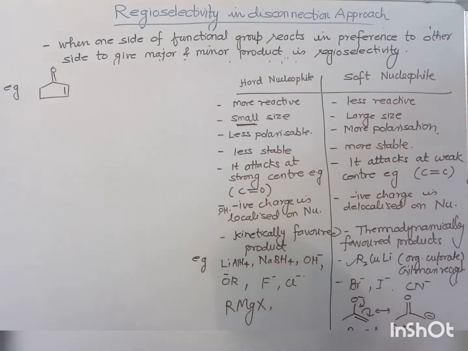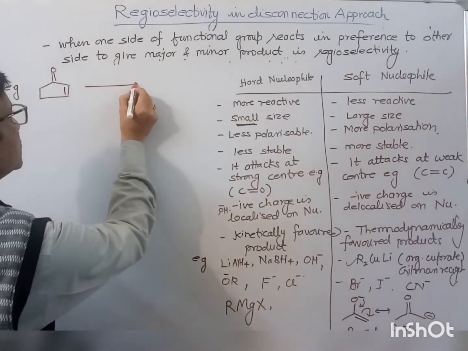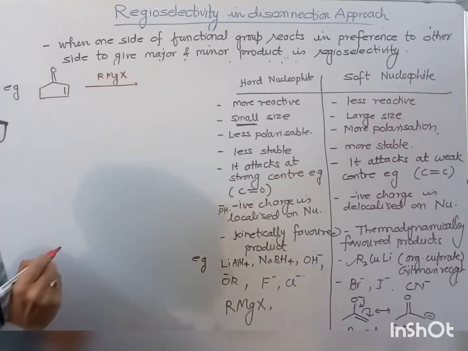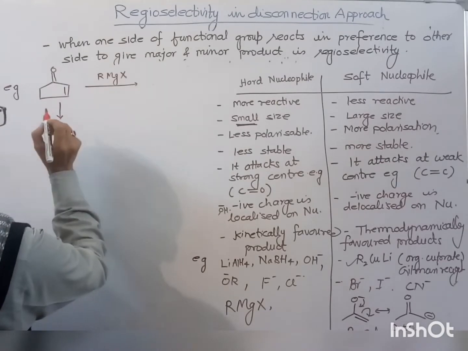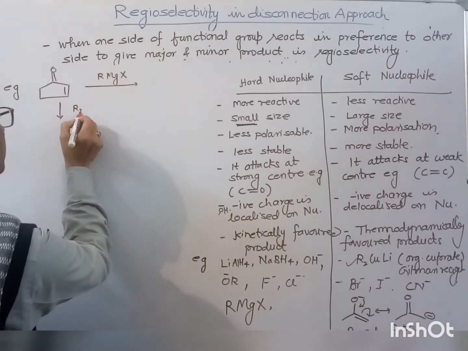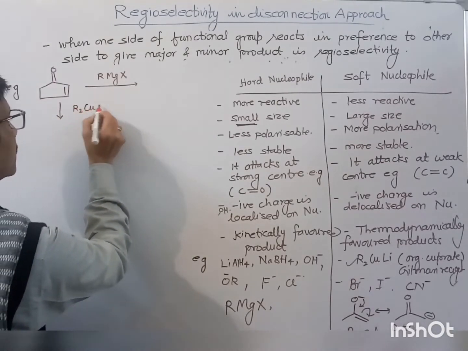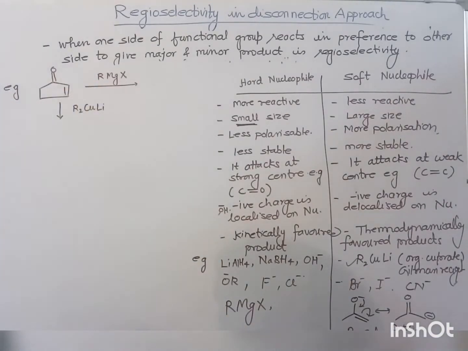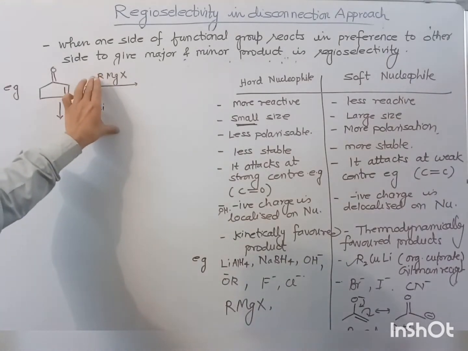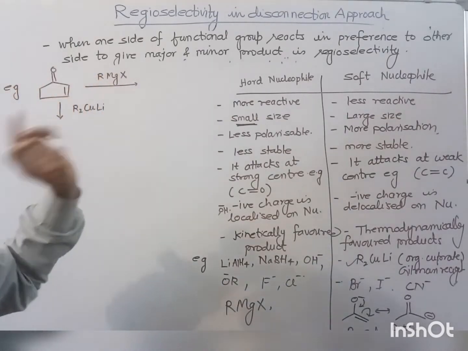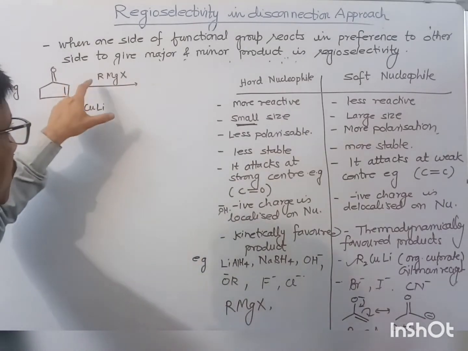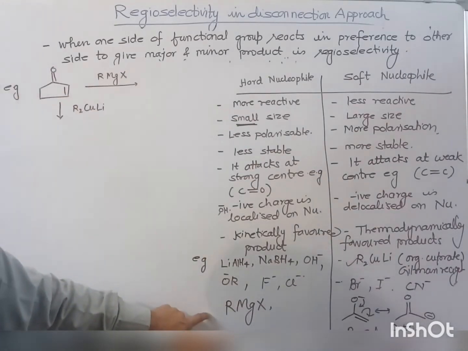So this is an alpha beta unsaturated ketone, and suppose we write this RMgX here, or it is reacted in presence of Gilman's reagent. Then what should be the product here? If you have an alpha beta unsaturated ketone in presence of this and this, what should be the product?